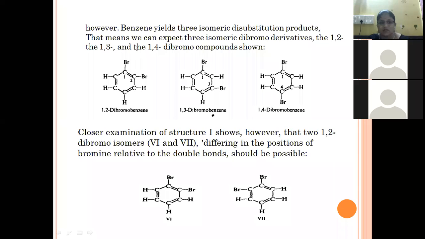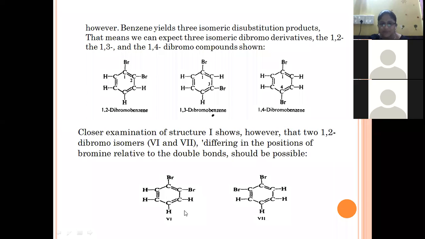derivative. So, in severe conditions, only benzene will go for disubstitution reactions. Now, closer examination of structure 1 shows, however, that the two 1,2-dibromo isomers, that means 6 and 7, differ only in the position of bromine relative to the double bond. So in the structures of 6 and 7, if we compare both, the difference is only the position of the double bond.